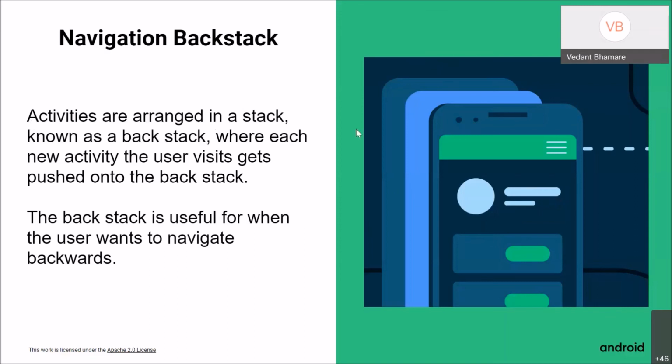Similarly, activities are arranged in a stack known as the backstack, where each new activity the user visits gets pushed onto the backstack. The backstack is useful whenever the user wants to navigate backwards. Whenever you press the back button, or the back arrow key, or the back button from your bottom bar, that is when the navigation backstack is at work. The latest screen that you are seeing would be popped out, and the screen that was used before would be launched again.